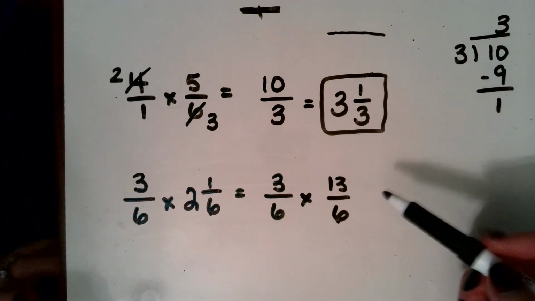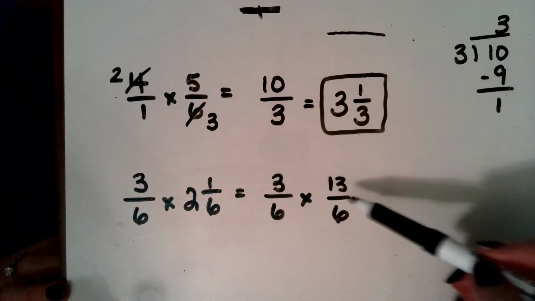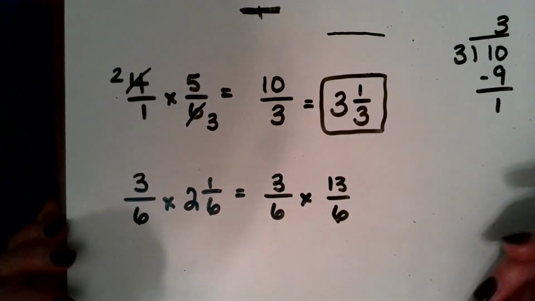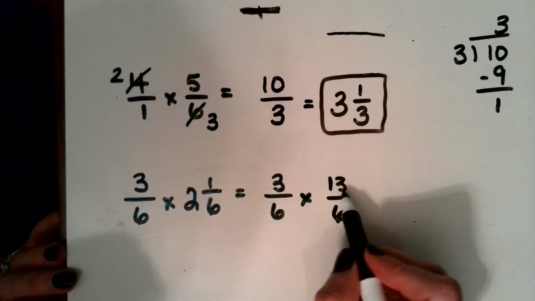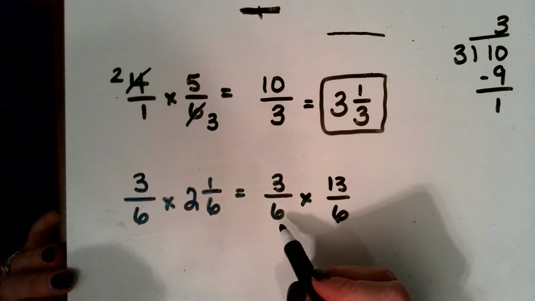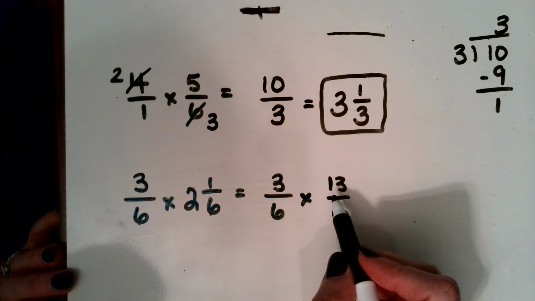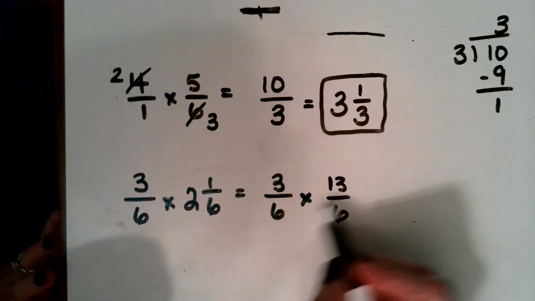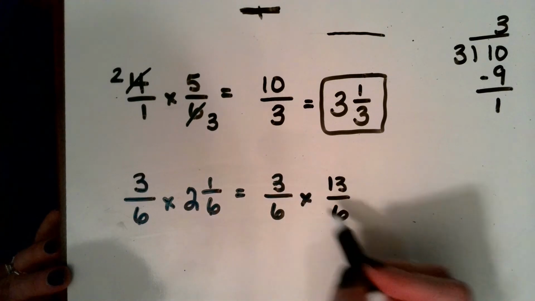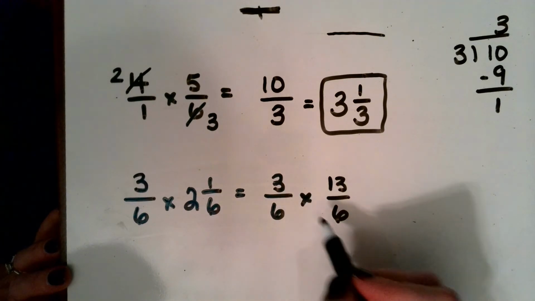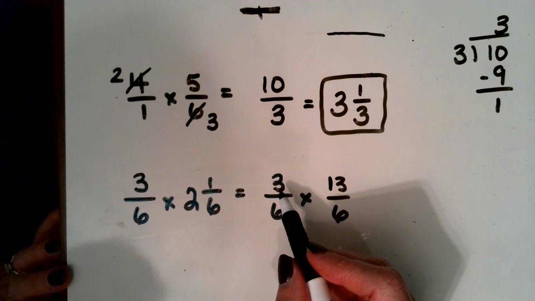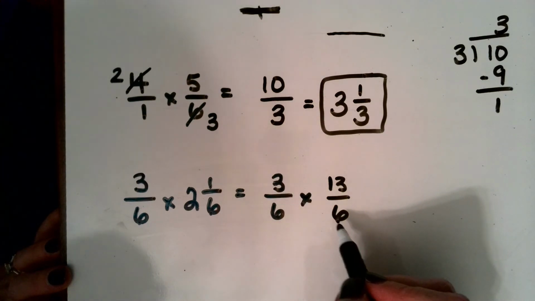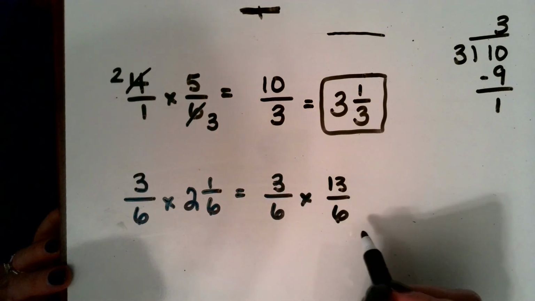So I'm going to look now and see if I can simplify before I multiply. So I'm going to start this way, 13 and 6. Is there anything that would divide into 13 that would also divide into 6? And the answer to that is no, so I have to leave that alone and come and try this way. Is there anything that will divide into 3 that will also divide into 6? And the answer is yes. We can divide 3 into both of these.